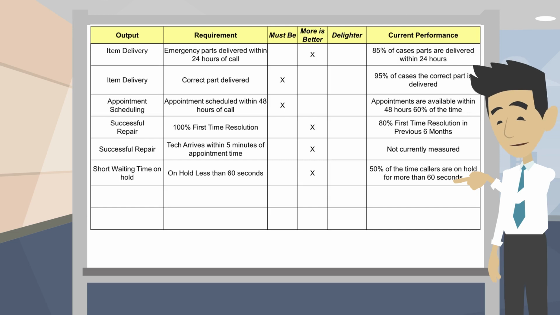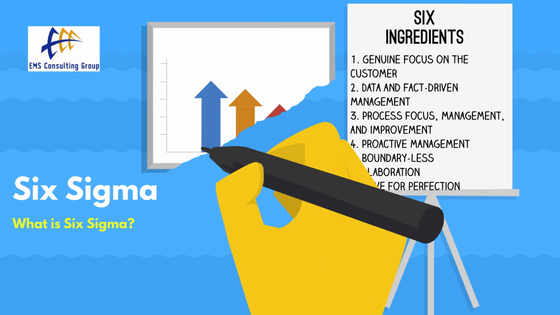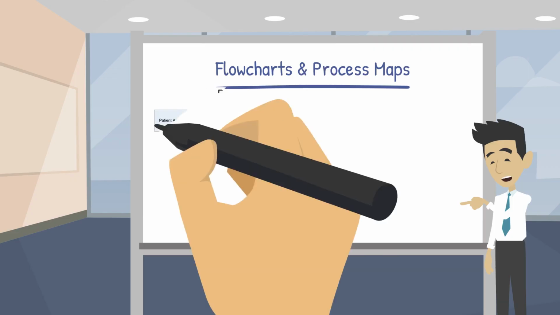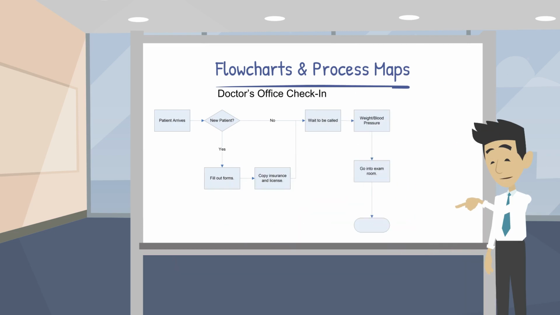Next, data and fact-driven management. Six Sigma requires that we measure and understand how we are doing relative to customer requirements. We then determine what data we need to collect to dig deeper into understanding the gap between our current performance and what the customer requires. Third, process focus, management, and improvement. We focus on the process as key to meeting customer requirements. In other words, we work on mastering and improving processes to build competitive advantage.